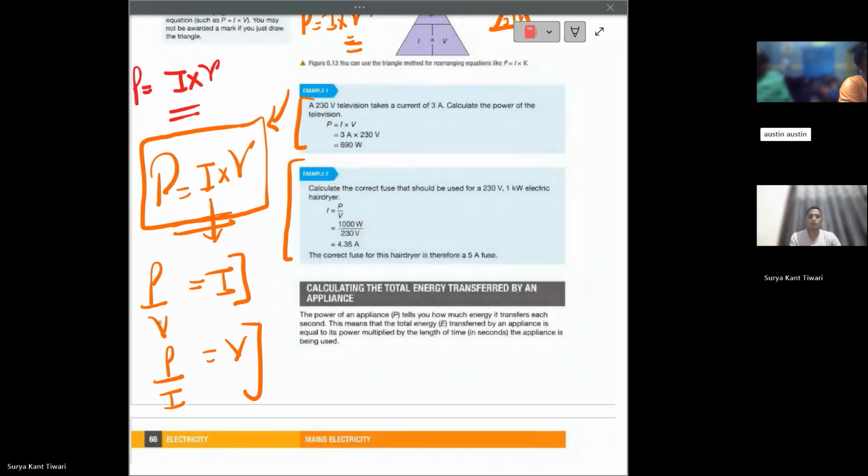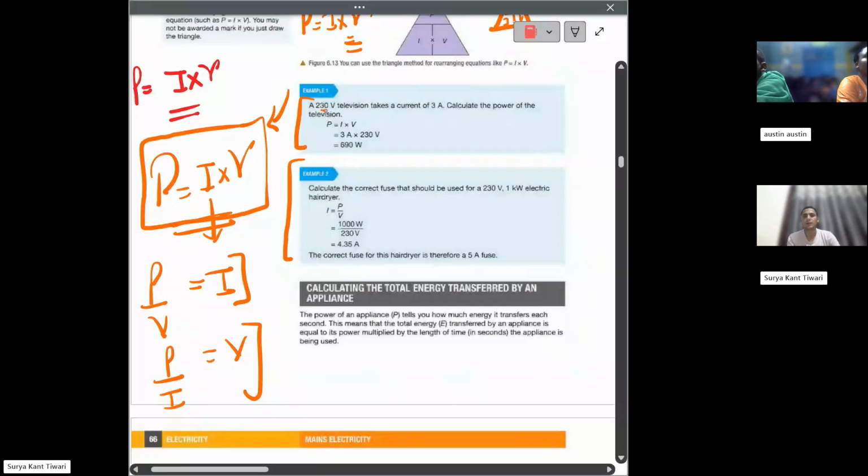You know what you have to do? This is the volt value. This is the current value. Find the power by multiplying volt and current.